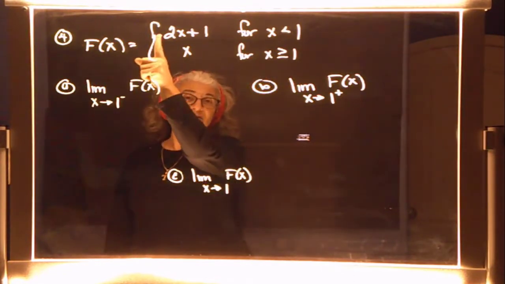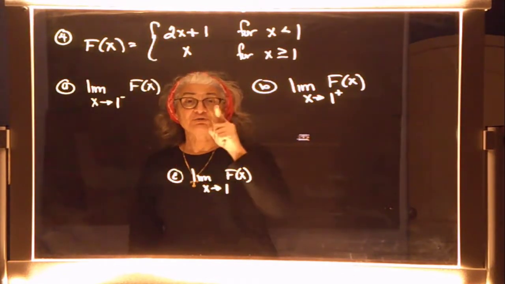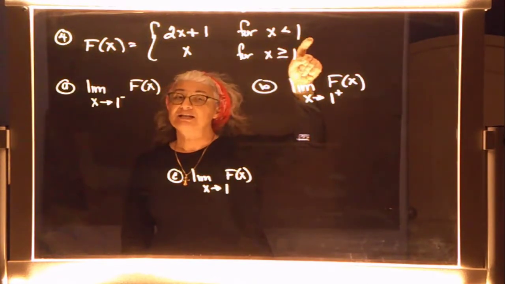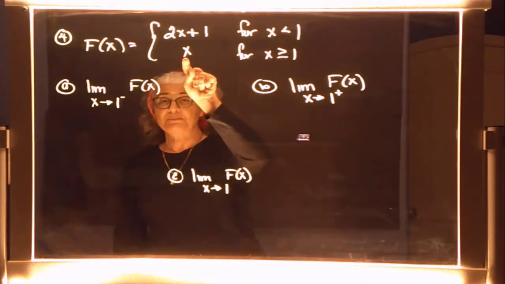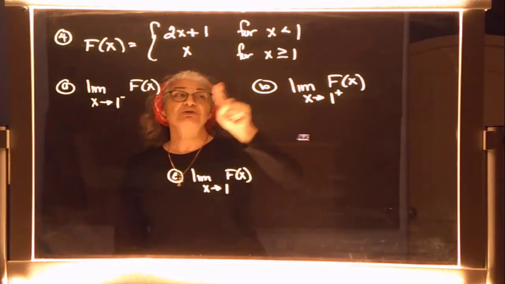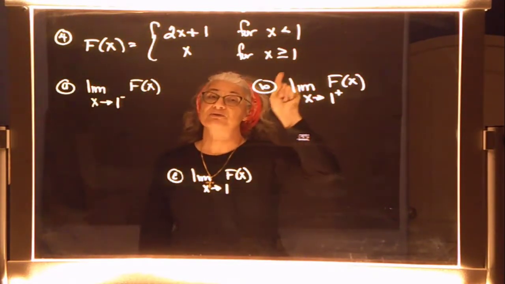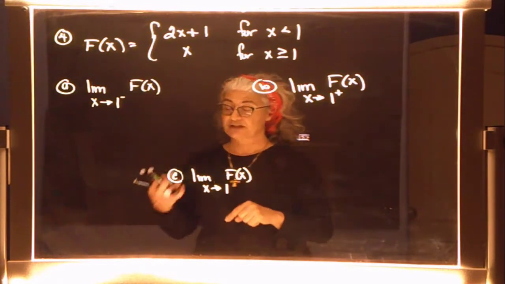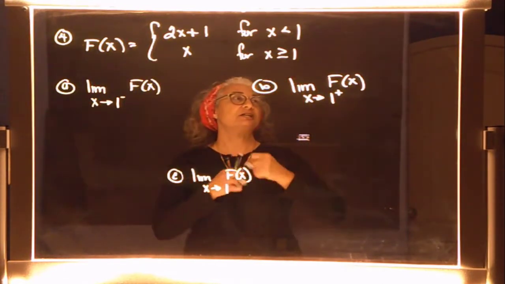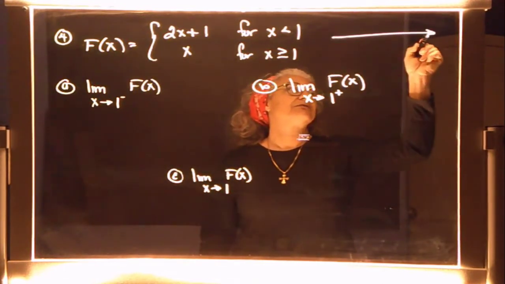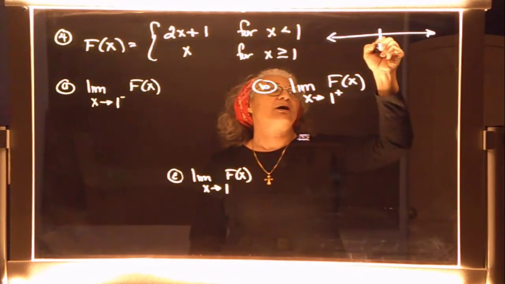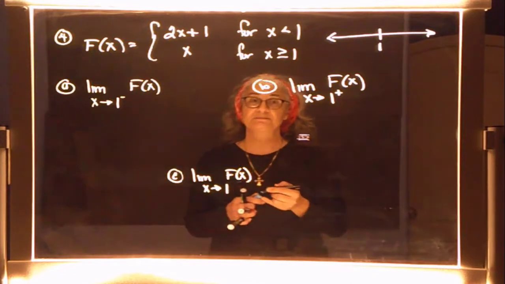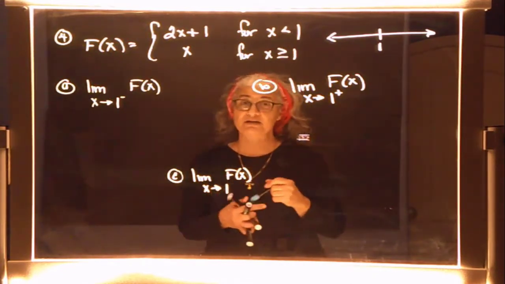The first piece, 2x plus 1, can only be used for x less than 1. The second part of the function, x, can only be used for x greater than 1. Right? So let me just draw this out for a second. Here is the 1, because that's where it does a break.